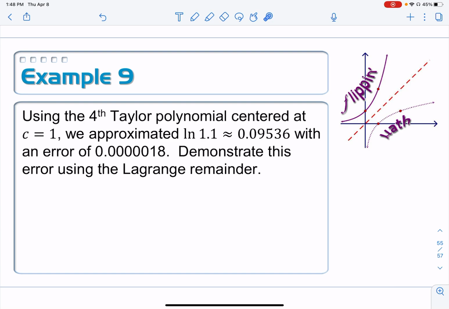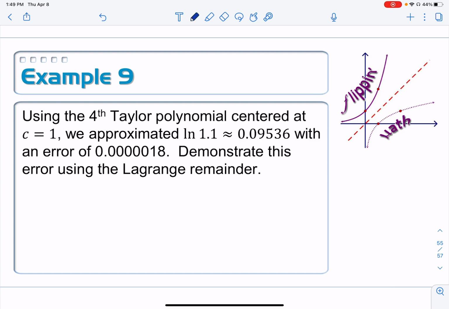So what happens on the AP exam if you have to demonstrate this, usually on a free response question, is they give you a number to shoot for. They tell you to show that your error is less than some number. And you're expected to use, of course, the Lagrange remainder formula, which is what we are about to format here.